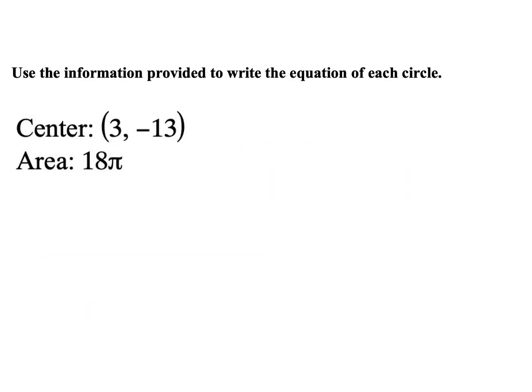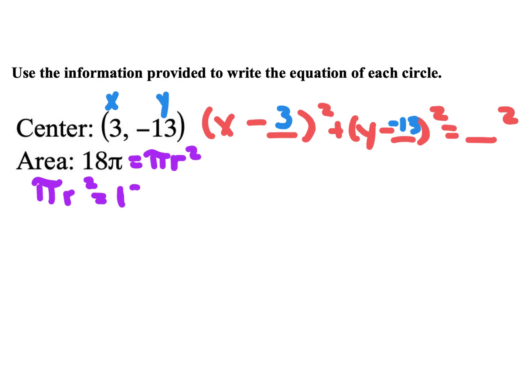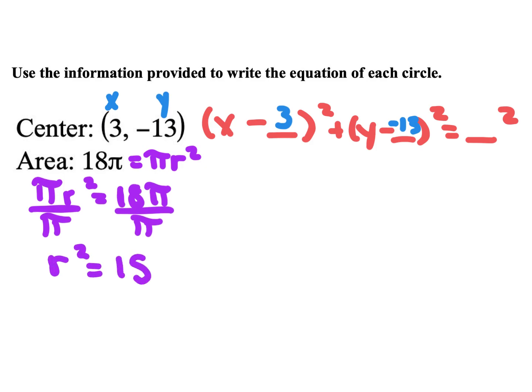So in this equation, I again start the same way to write in standard form. So it's x minus the x coordinate squared plus y minus the y coordinate squared equals the radius squared. So the x coordinate is 3, the y coordinate is negative 13, and the radius squared we don't have, but we know that the area equals pi times the radius squared. So if I set pi times the radius squared equal to 18 pi, divide both sides by pi, you get the radius squared equals 18.